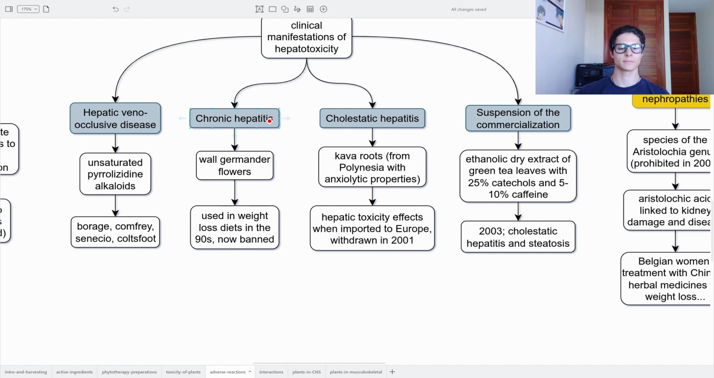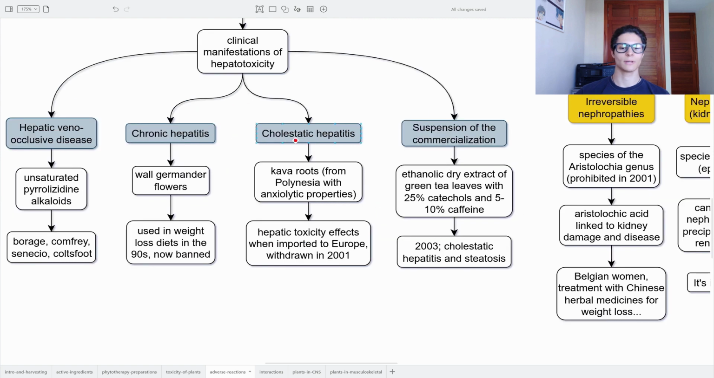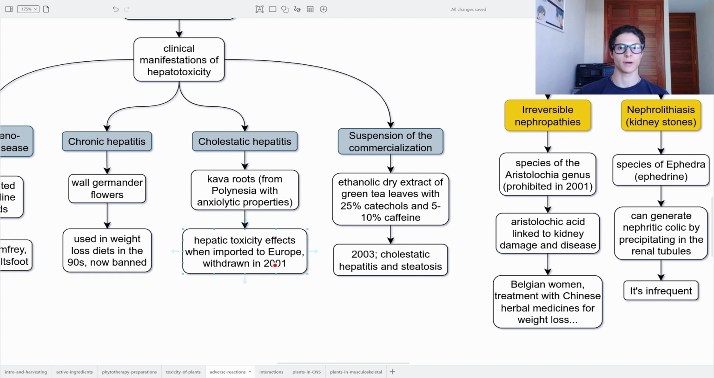Chronic hepatitis, wall germander flowers, for example. These were used in weight loss diets in the 90s, and now they are banned because they could cause hepatitis. Cholestatic hepatitis, and this is because of kava roots. They come from Polynesia and they have anxiolytic properties. But when we imported them to Europe, we started seeing some hepatic toxicity effects. So it was banned in 2001.